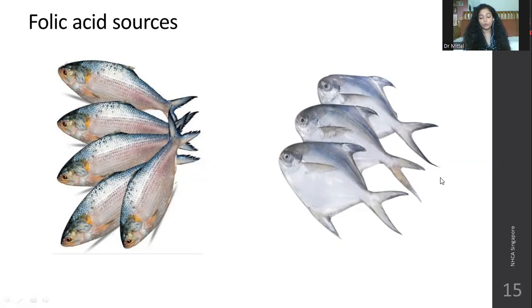So the causes of folic acid deficiency: first and foremost, your diet is not good. Your dietary intake of folic acid was not adequate. And usually it leads to megaloblastic anemia. Megaloblastic anemia. Can anyone who is from the medical background break down this term? Megaloblastic. Megaloblastic anemia. Spelling I have mentioned in the chat box.